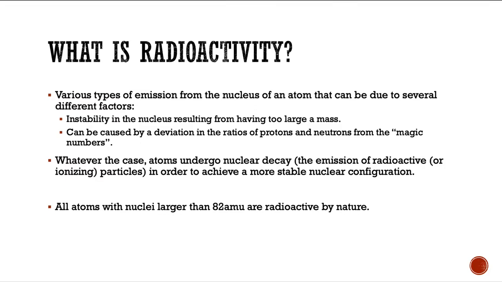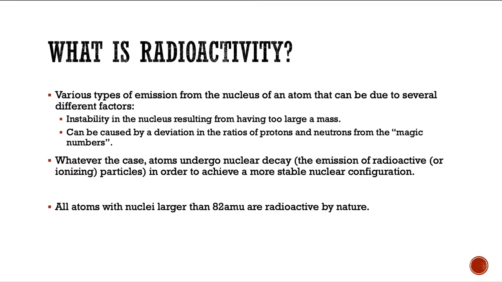So the first factor is an instability in the nucleus resulting from having too large a mass. So if an atom's nucleus becomes too large, then it starts to become unstable. And we'll talk in just a few minutes about why that might be. The second one is that it can be caused by a deviation in the ratios of protons and neutrons from what's called the magic numbers.